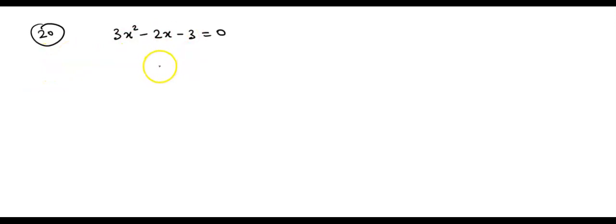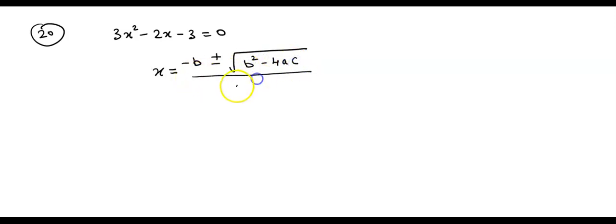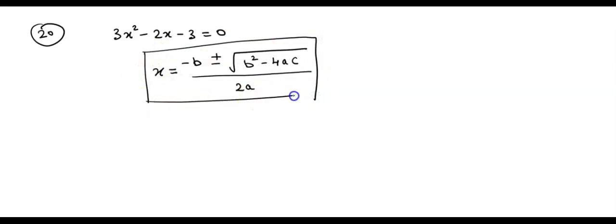So what is the quadratic formula we know? That is x is equal to minus b plus or minus root of b square minus 4ac, whole divided by 2a. This is the quadratic formula, correct? Now what is the value of a? The first term is 3. What is the second term? The value of b is minus 2. This is a, this is b and this is c. The c value is minus 3.